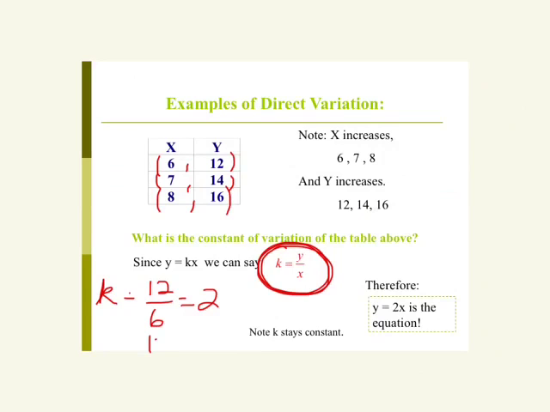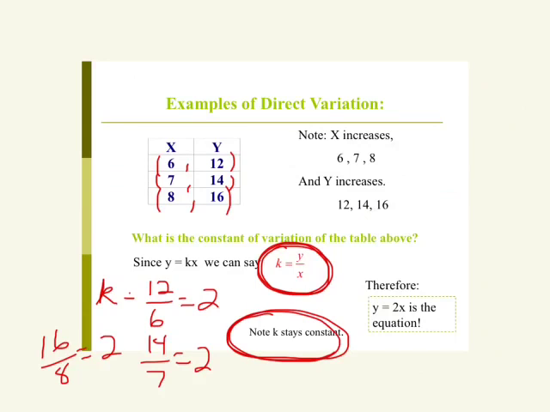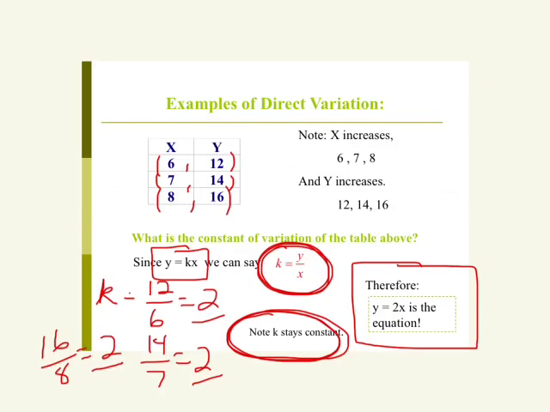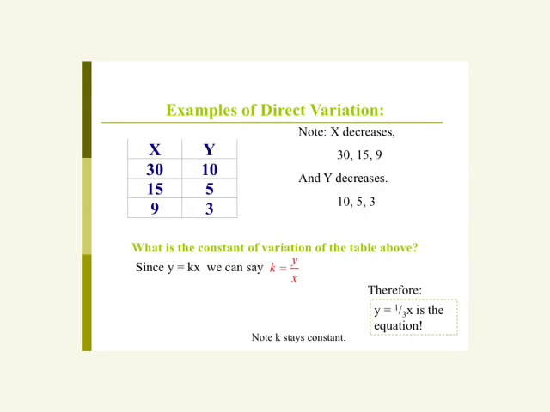It could also equal 14 divided by 7, which is 2, or 16 divided by 8, which is also 2. Notice that the k stays constant at 2. So then, when I write my equation in the form y equals kx, I have y equals 2x for this direct variation.